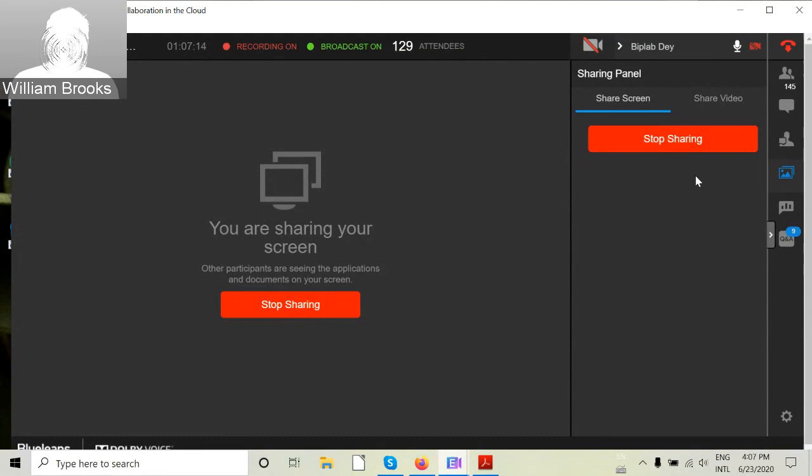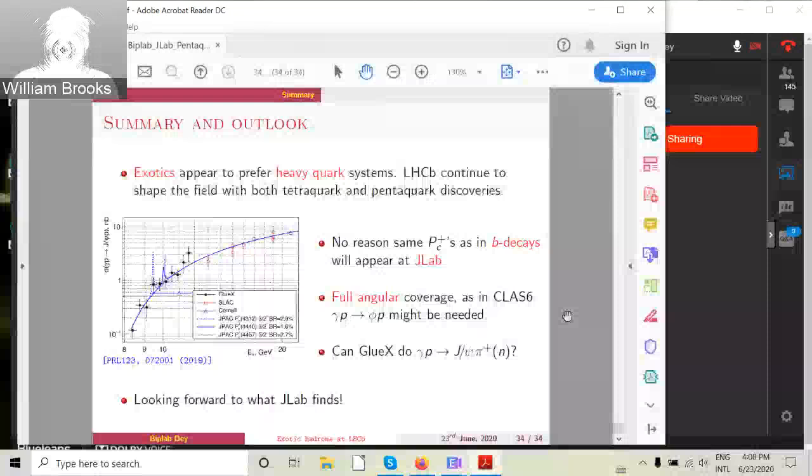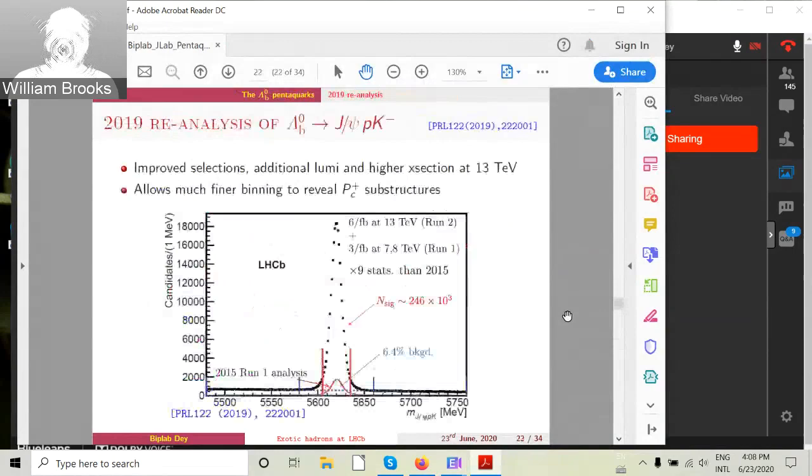Igor Strakovsky says, thank you, Biplab, for a nice overview. Your interpretation of the CERN five quark state on page 20 of your presentation confused me. There is no pole position, which is the main signature of a resonance, and then how can you talk about a model independent result?